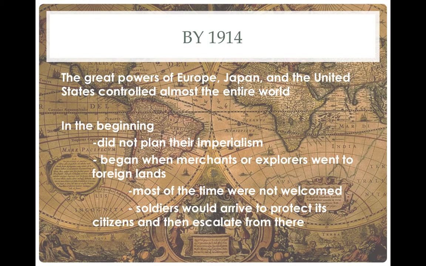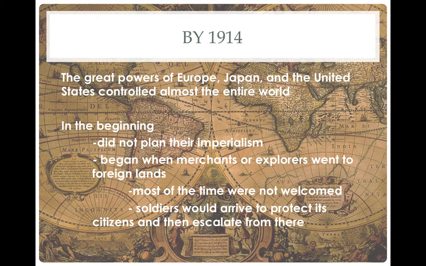Essentially, it began with merchants wanting trade and explorers visiting these areas and things like that. And most of the time, those people weren't welcomed. The native tribes and whatnot did not want the Europeans or the white men on these lands, and a lot of times wanted to kick them out. But soldiers would arrive to protect its people, which ended in conflict, and things escalate from there. And then the country is going to impose its control over the tribes and all those kinds of things.